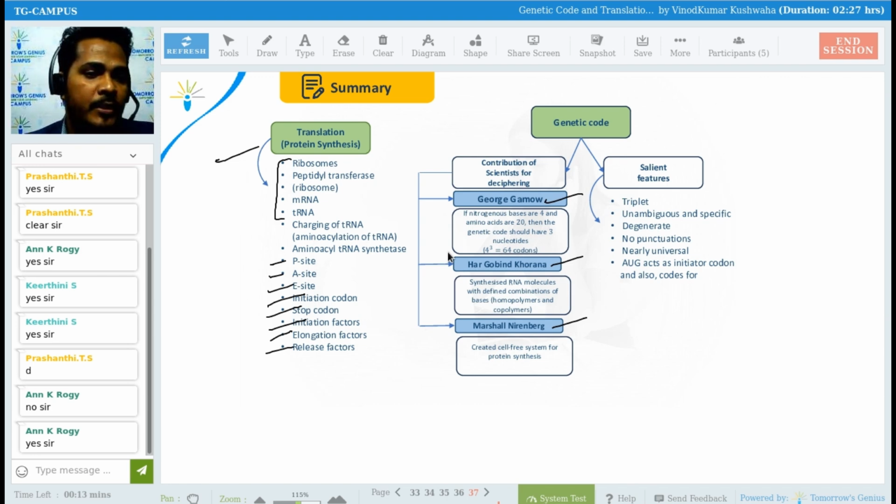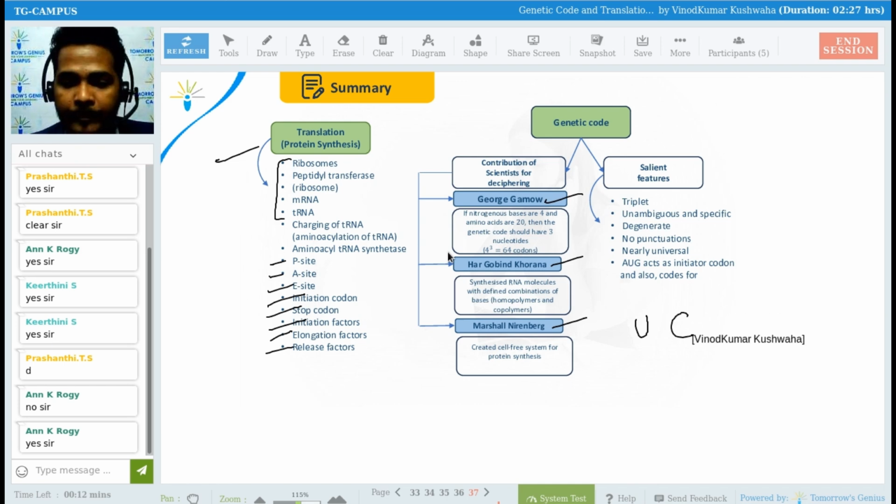What is given in your question? The wobble position means what? Always keep in mind that the wobble position is the third nucleotide in the codon. According to this hypothesis, only the first two bases of the codon have precise pairing. What are the first two bases? You can see here, suppose this is U, then there is C, and then there is U.